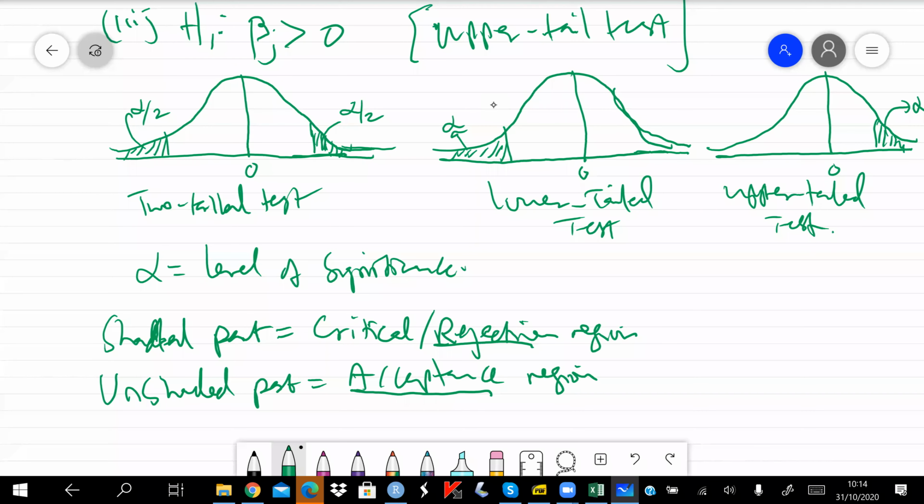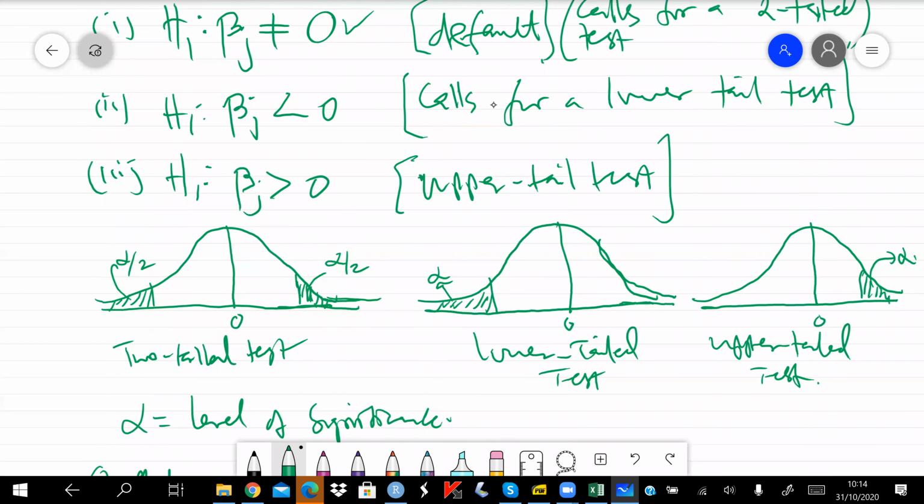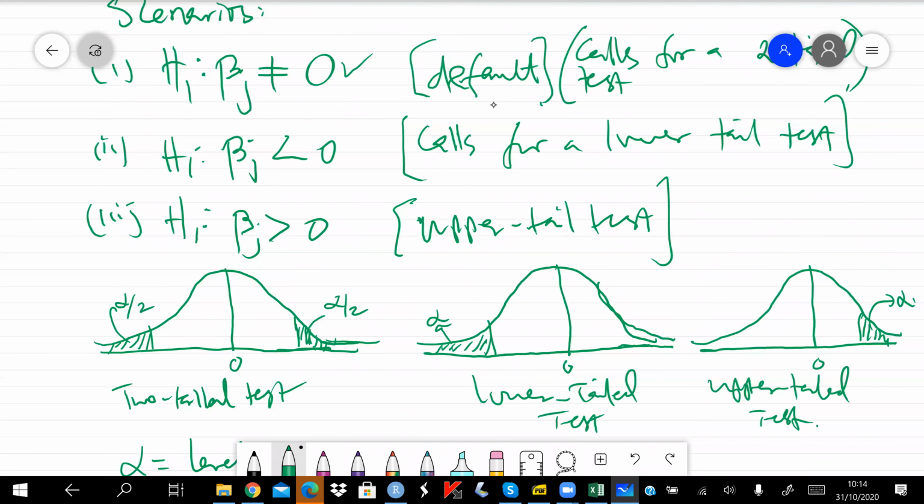You notice that the alternative hypothesis will only help us in deciding where to put the critical region, but the hypothesis being tested is actually the null hypothesis. Either we reject it or we fail to reject it.